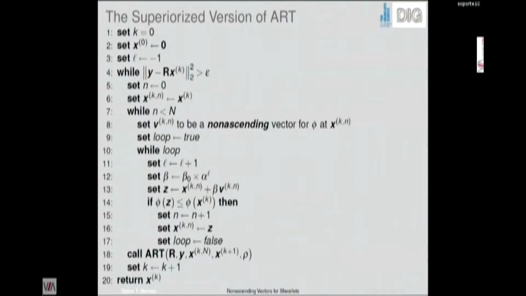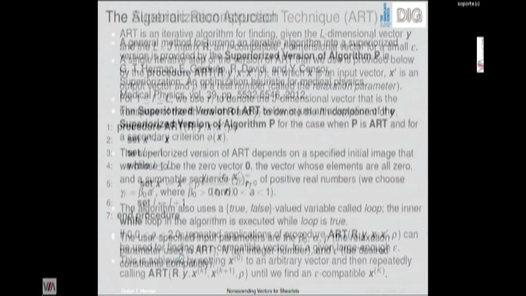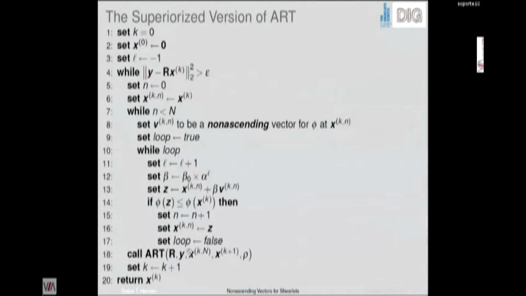Now, note that there are two things in this which you have to pay attention to. At this stage, I will call this procedure ART. So that is what I'm superizing. If I had another feasibility algorithm, I would put that algorithm in there. This is a very general thing. Here I'm doing it for ART, but you could do it for conjugate gradients, or whatever you like. You can put it in here.